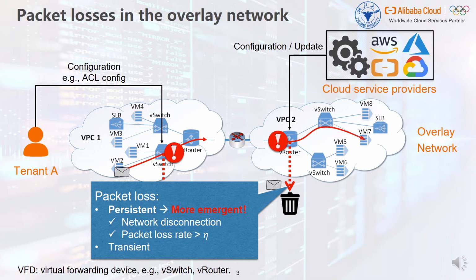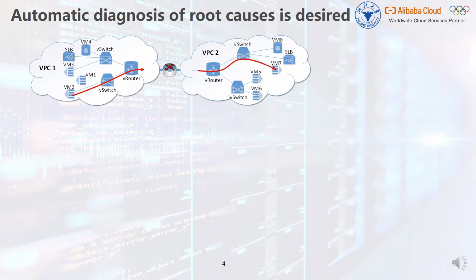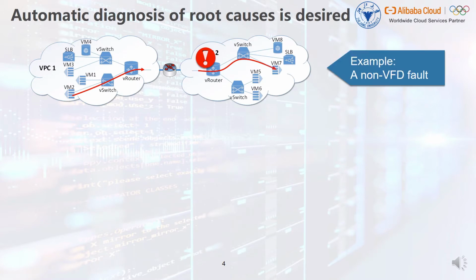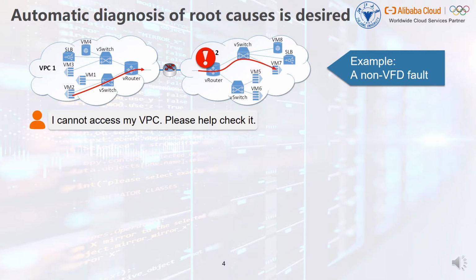These packet loss issues can be roughly classified into persistent and transient packet losses. Here we focus on persistent packet losses, since they are more emergent. When a packet loss happens in the overlay network, for example, here is a non-VFD fault on a vRouter. When tenants sense a problem, they will submit diagnostic requests, which include the information of suspected flows.